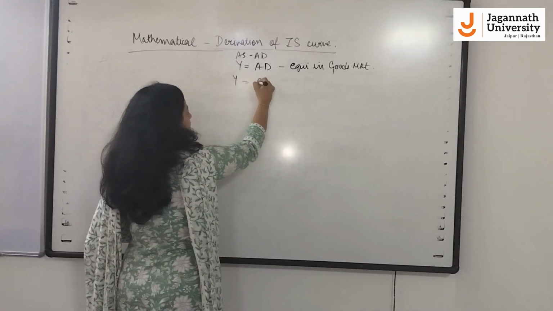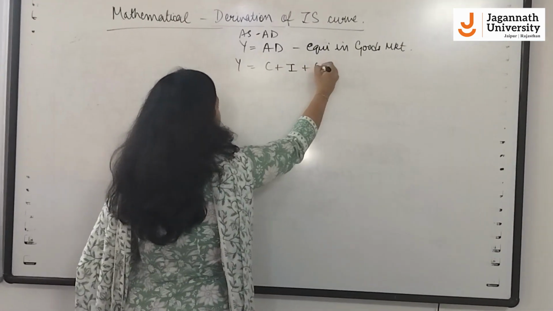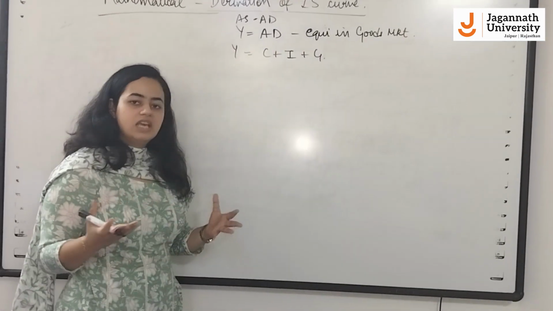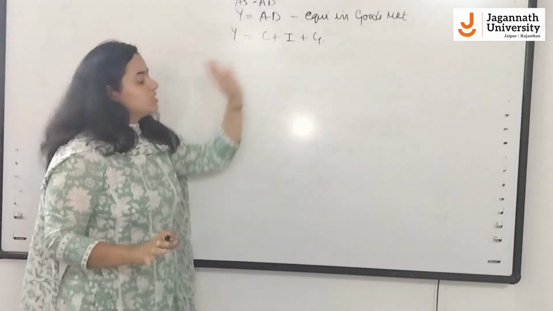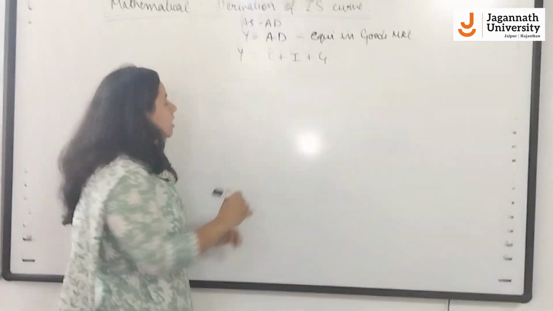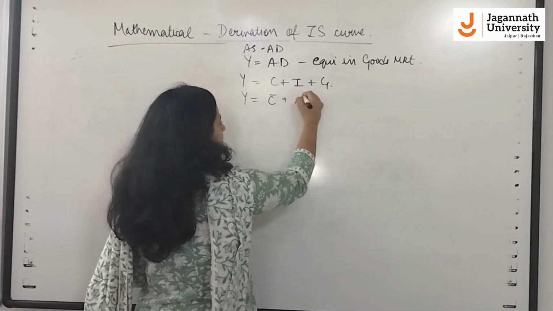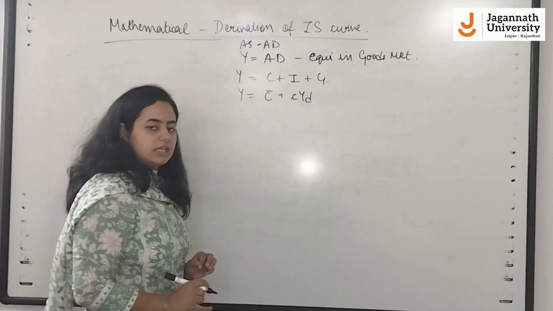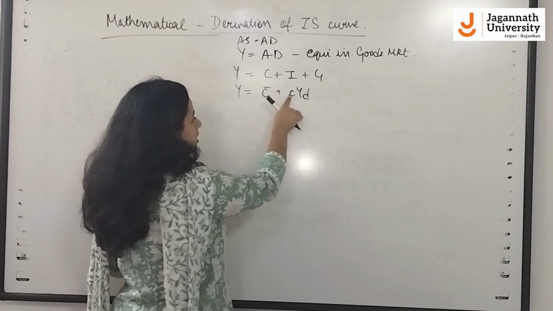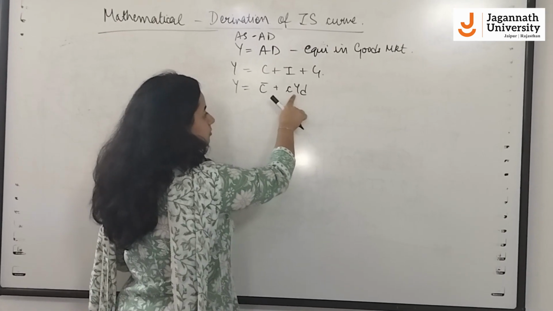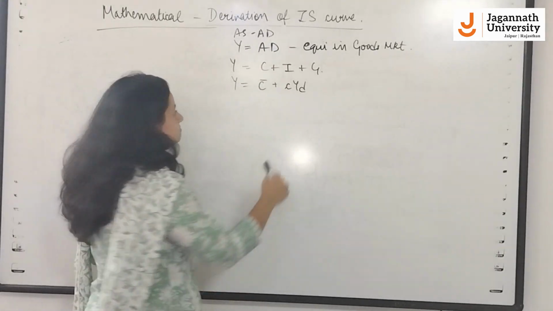Now we know that AD is equal to C plus I plus G. We are not taking the external sector here, I am taking the 3-sector economy, C plus I plus G. Now C can be written as C bar plus c times YD, which is disposable income. Autonomous consumption, then the consumption with the disposable income.